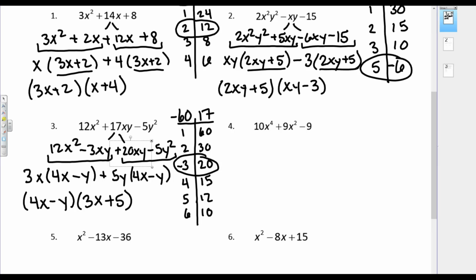So working through this, I got 4x minus y and 3x plus 5. Please make sure you have the correct answer in your notes. The order of these terms factored doesn't matter. I could have the 3x plus 5 first and the 4x minus y second, but the point is that those are my two things in parentheses that I need.